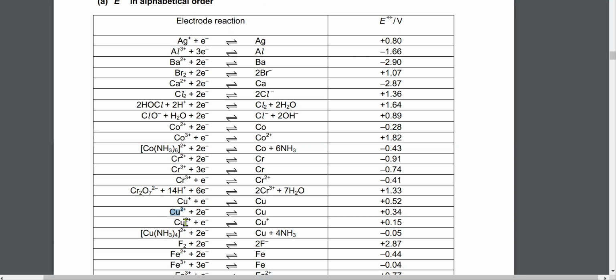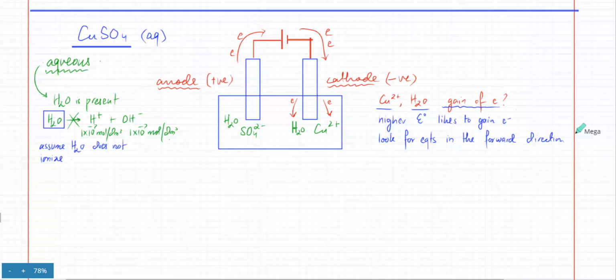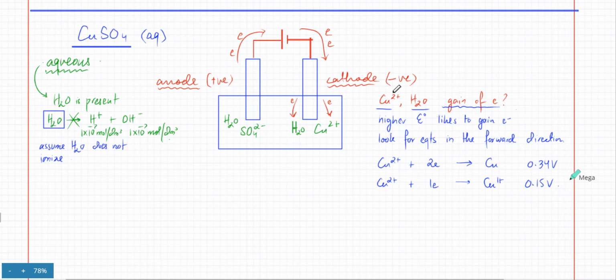So then there's another equation where copper 2 plus is gaining, right below that. There's another equation where copper 2 plus is gaining just 1 electron. So you have copper 2 plus gaining 1 electron, and it's forming copper 1 plus. And this value is 0.15 volts. So I've copied both of these reactions. So I have two equations in the data booklet where copper 2 plus would be gaining electrons. The battery is sending electrons, so copper 2 plus would be gaining electrons.